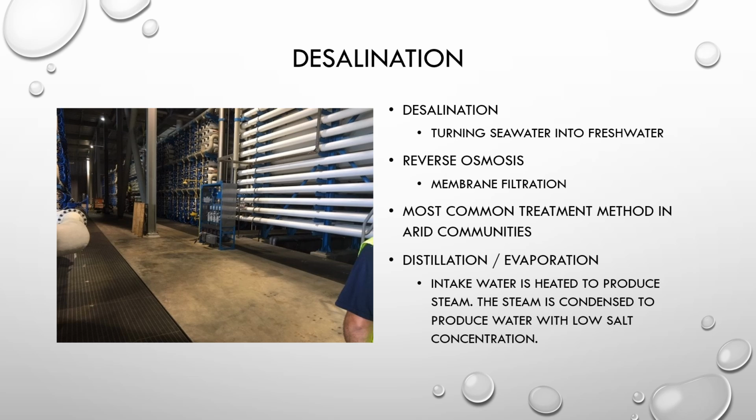Continuing on with indirect reuse, one method is desalination, and that is the method of turning seawater into fresh water. Typically, the method will be reverse osmosis. That's just the most common method. It's an incredible way of removing all the impurities in the water and having a nice fresh source at the end of it. Distillation and evaporation are another indirect reuse method.